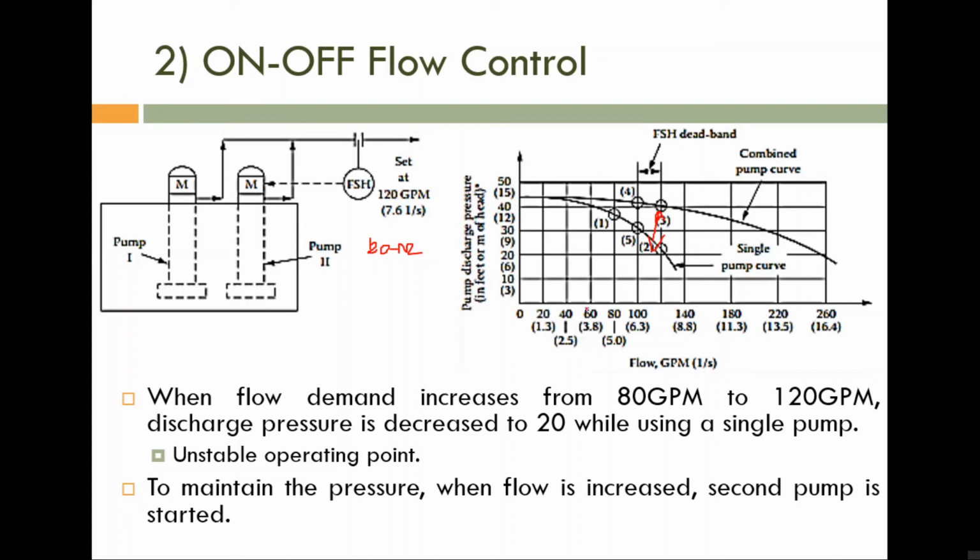So once the flow rate is decreasing, the pump is not stopped immediately; the pump is stopped only if the flow rate is less than 120 minus the neutral zone. So that you can see here, FSH dead band. Okay, so once the flow rate is less than this value, what is this value? This is 100 GPM. Once the flow rate is less than 100 GPM, then the second pump is stopped. Okay, so that is operating points 4 and 5.